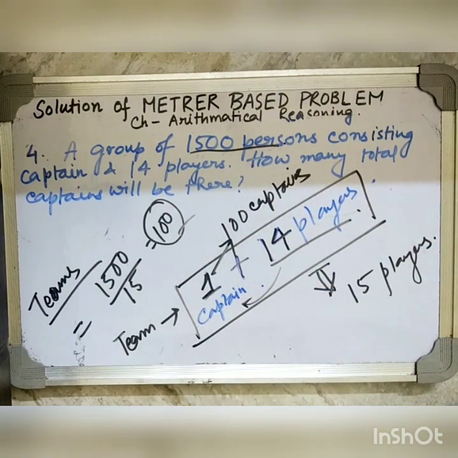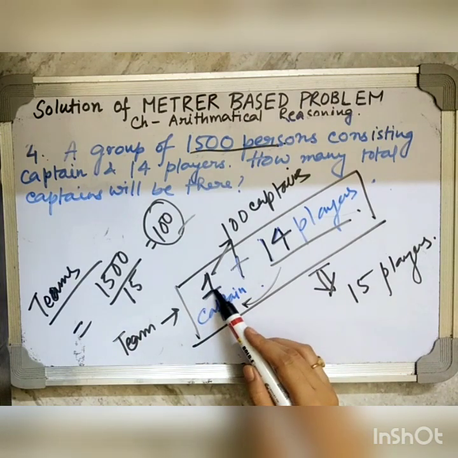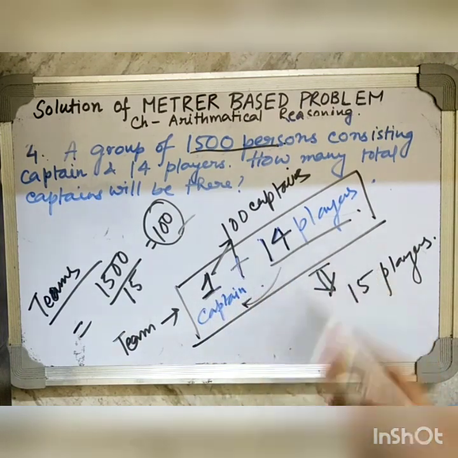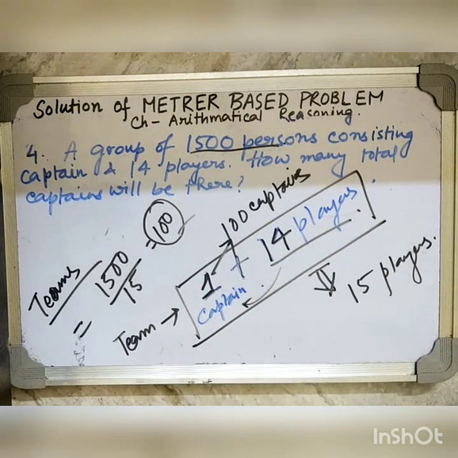Let me tell you again. In one team, one captain is there. Under that captain, 14 players are playing. Okay. So how many persons are there in one team? 15 players you can see. Now total number of players are 1500.